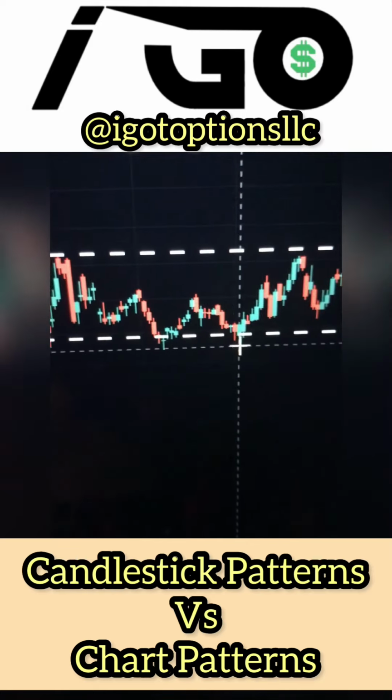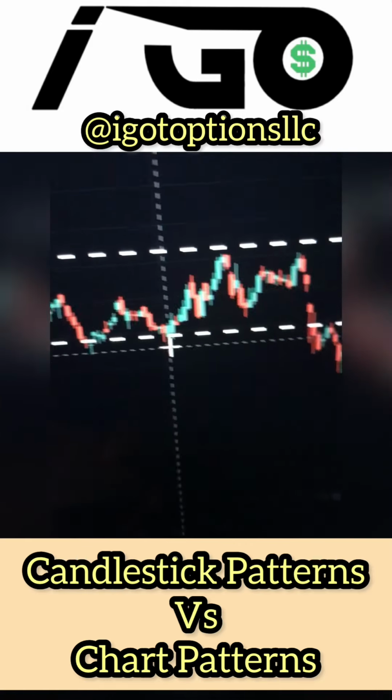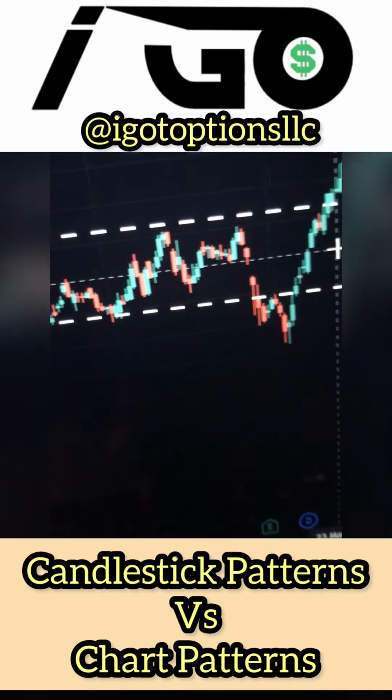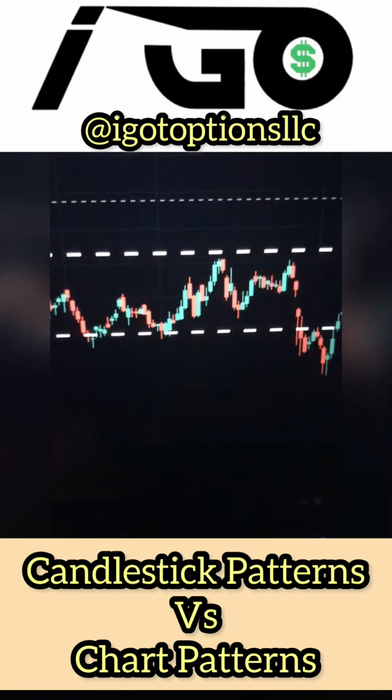Now, eventually, this will lead to a breakout. So we see how it broke down to the downside, and then it went back up, and then it broke to the upside. That's what chart patterns are.